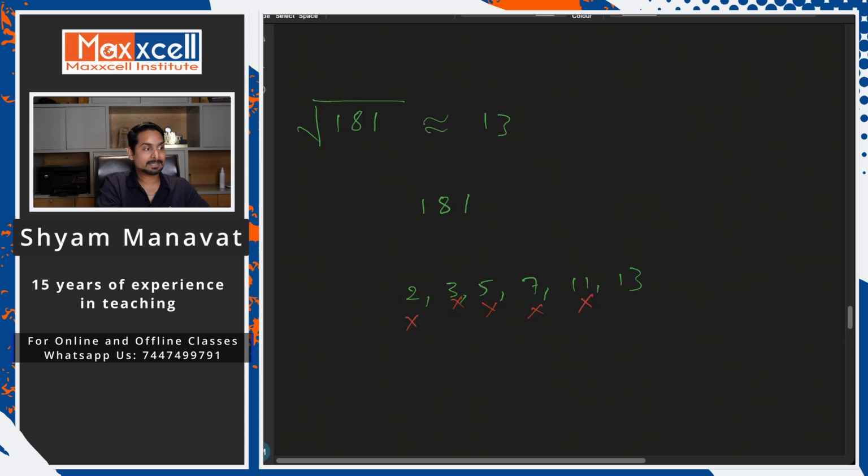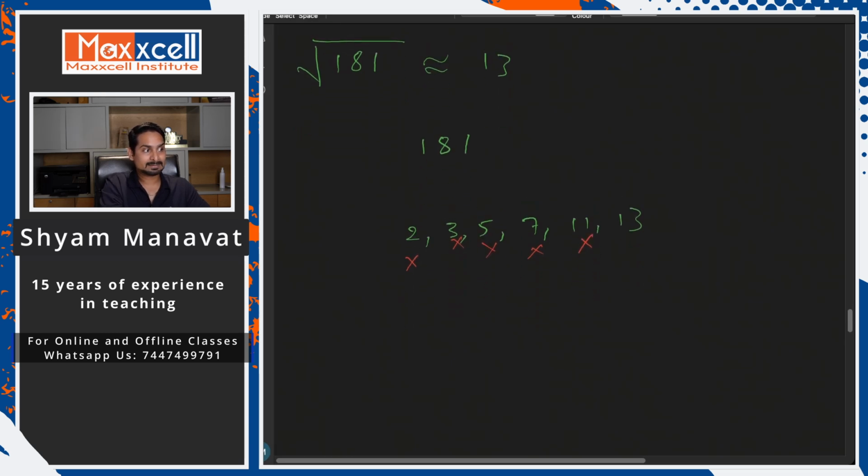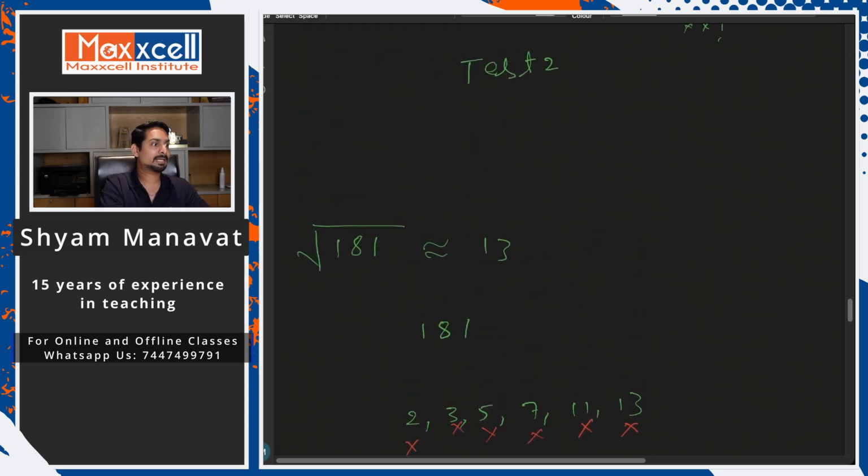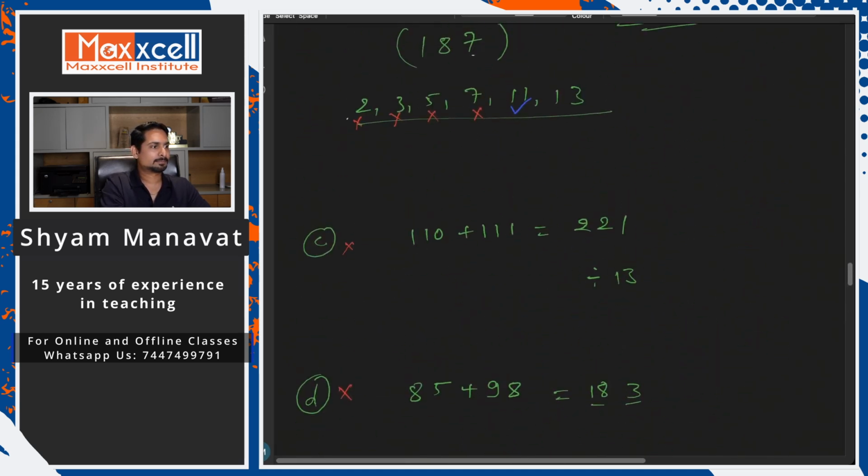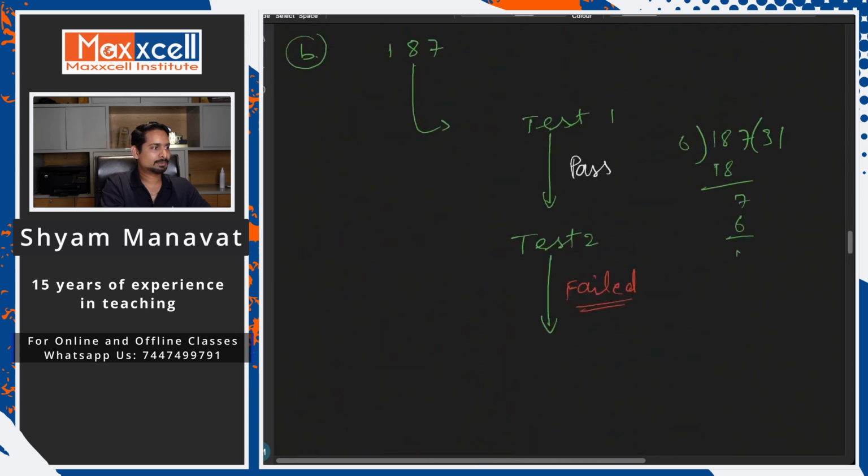Okay. Try dividing it by 13. 13 ones are 13. What you get here? 61. Is 61 in table of 13? No. So it is not divisible by 13 also. So if it is not divisible by all these, then we say this is also pass. Test 2 is also pass. So we can say 181 is a prime number. So we got the answer.